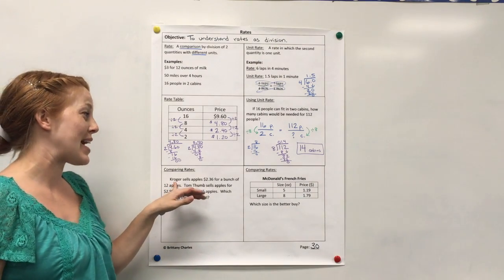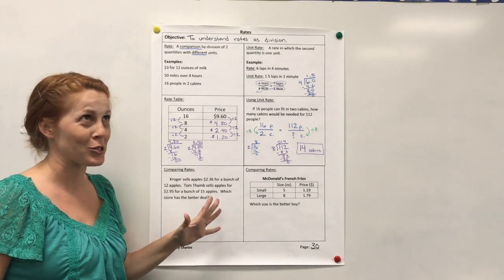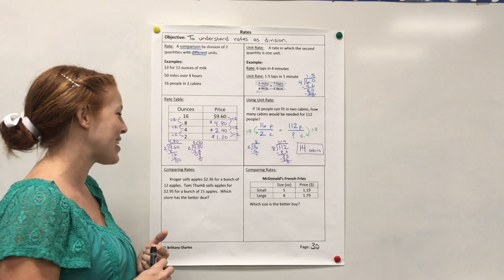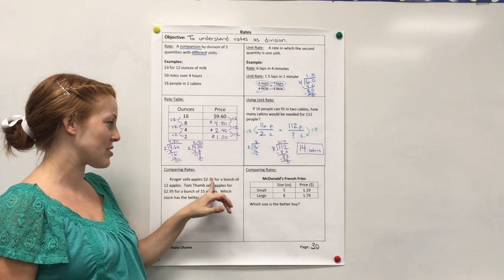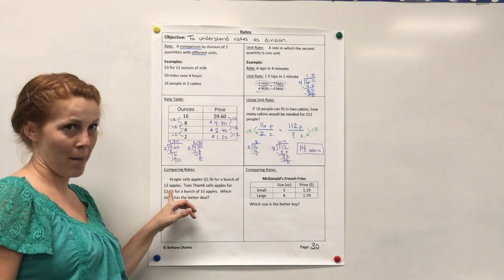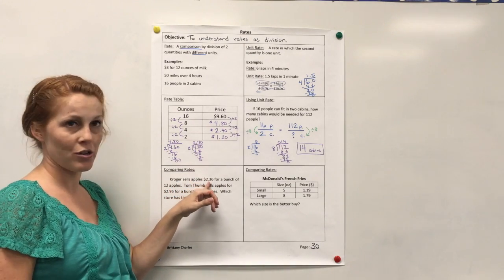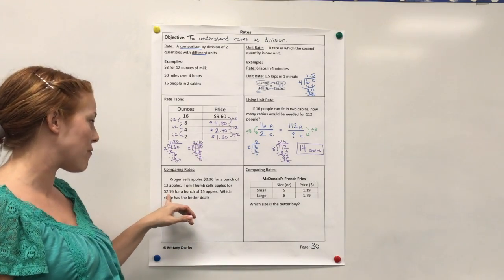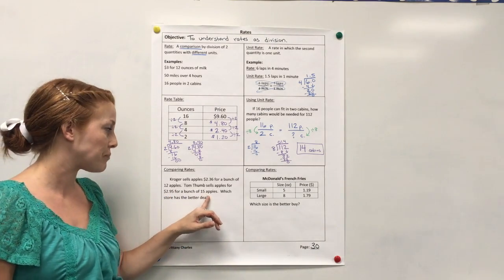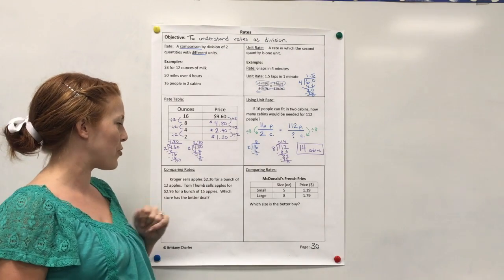Now this is something I use all the time, especially when I go grocery shopping. It says Kroger sells apples for $2.36 for a bunch of 12 apples. So you can get 12 apples for $2.36. Tom Thumb sells apples for $2.95 for a bunch of 15 apples. Which store has the better deal?